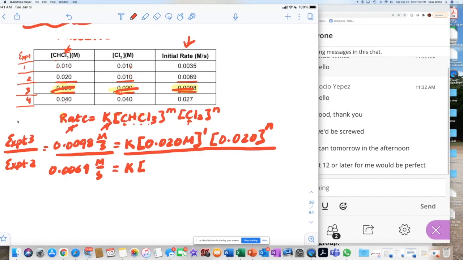The rate equals K times the concentration of CH3Cl3. That's going to be this number right here. So we know that the rate, 0.0098, raised to the power of 1, times K, and then the next one. Rate usually has a unit of M. So I did this number already, and I'm done with my experiment part.